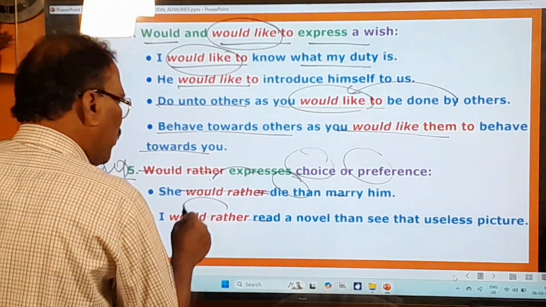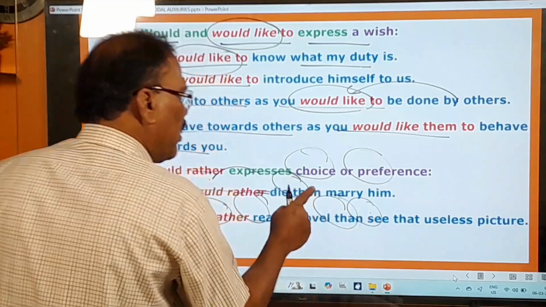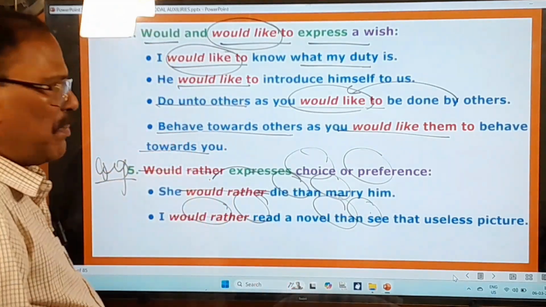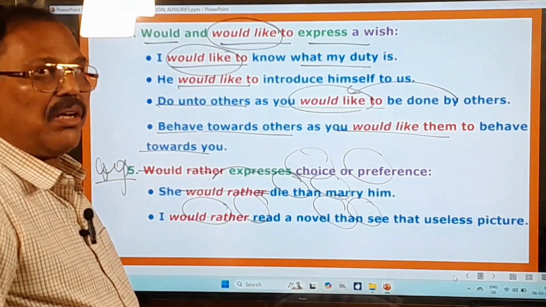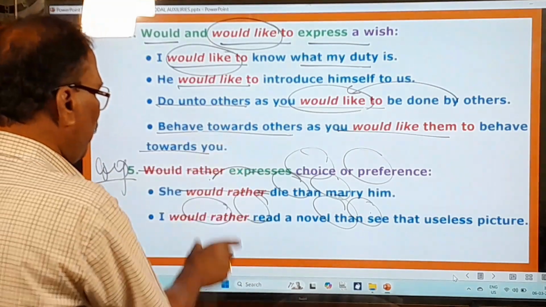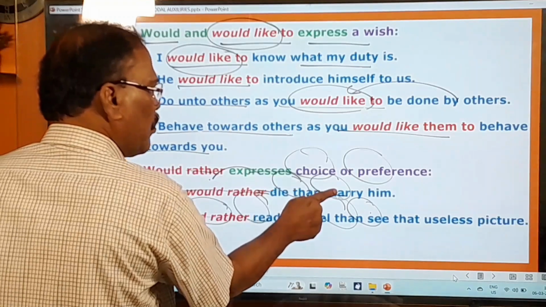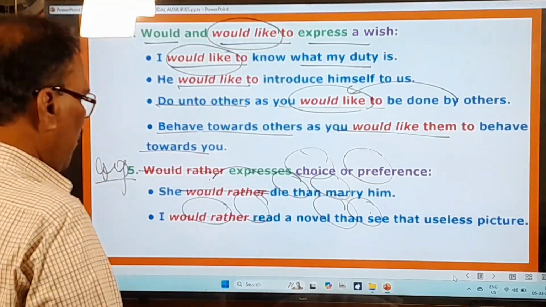So after would rather, a base form verb is used. After than, also a base form verb. Remember, in the examination some to-infinitive is given, to die, to read, something is given wrongly, but you must say it is wrong, and a to-infinitive should not be used after would rather and after than also. Please keep this point in your mind. Very, very important.